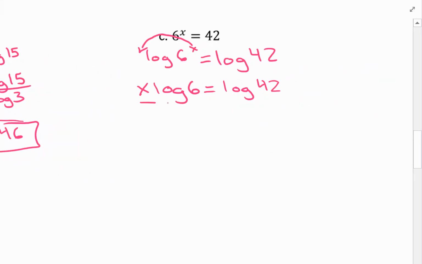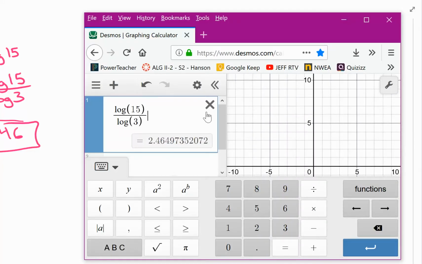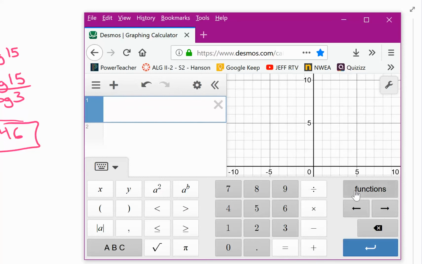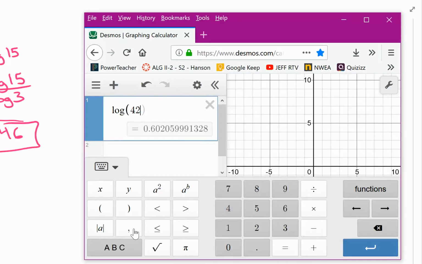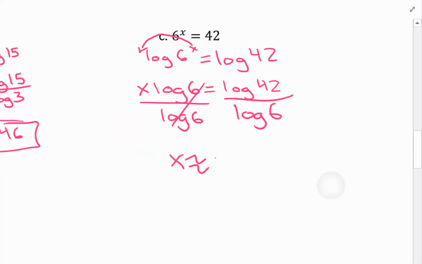Step 3, divide the log 6 out of there. Divide log 6, divide log 6. X is approximately, now we put that in the calculator, log 42 divided by log 6. .08, and the 6 makes us round, so it's 2.09. And done.